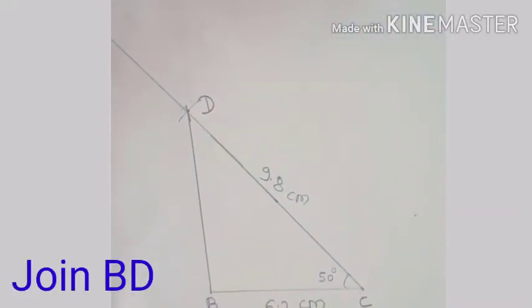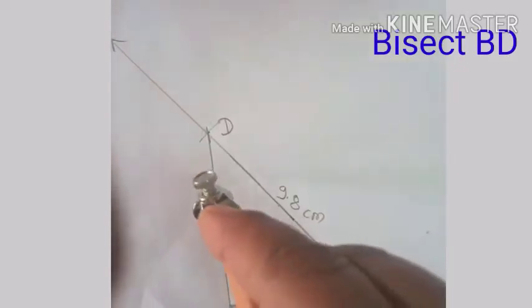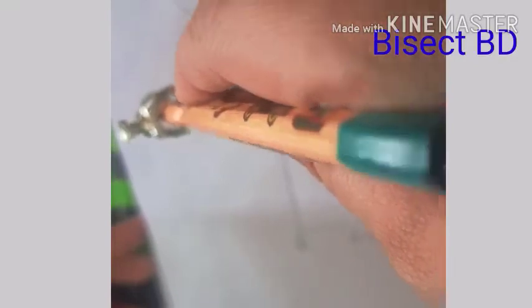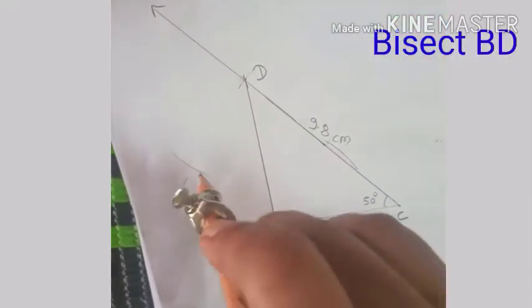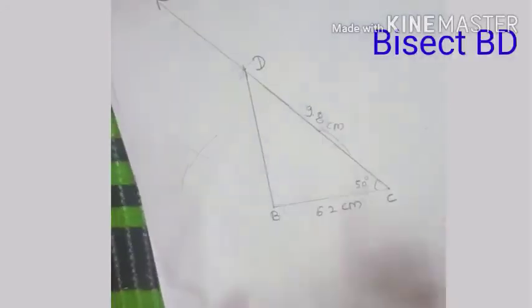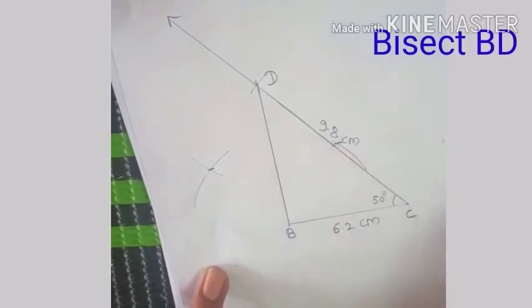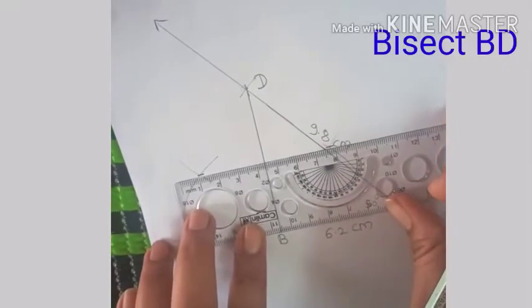Now, with the help of the compass, bisect BD. For that, keep one end of the compass on point B and take more than half the measurement of BD and mark an arc on both the sides of BD. Now, with the same distance, keep one end of the compass on point D and make arcs intersecting the first arcs. Now, join both the arcs with the help of the scale.